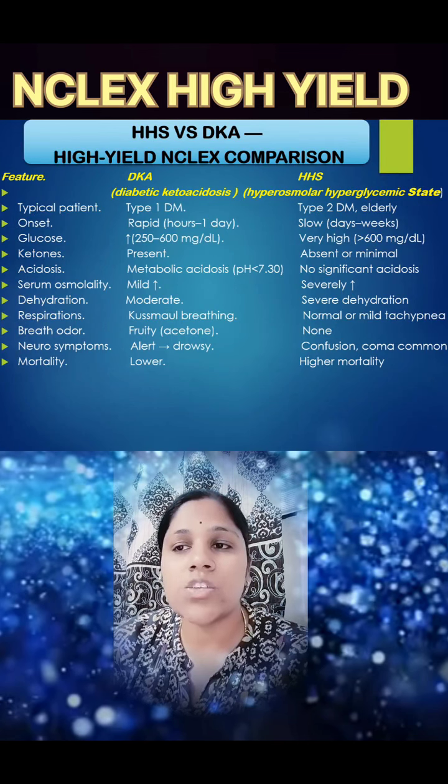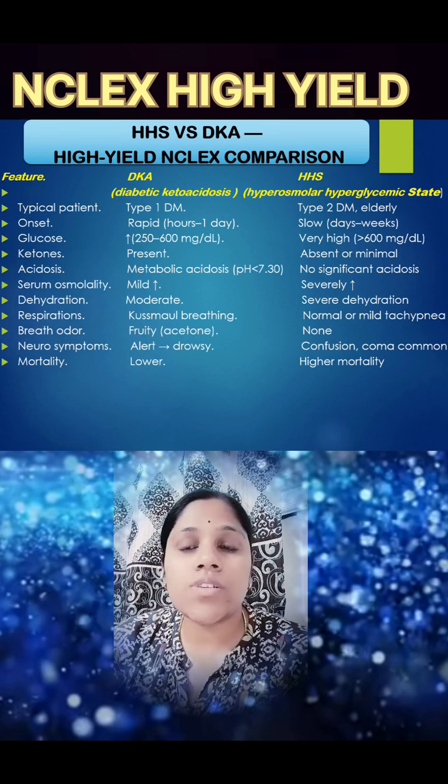We can see the typical patients who are affected. In DKA it is type 1 diabetes patients, and in case of HHS it is type 2 diabetes patients, and it happens even in elderly patients. In case of onset, it is rapid, very quick, within hours to 1 day, and in case of HHS it is very slow, from days to weeks.